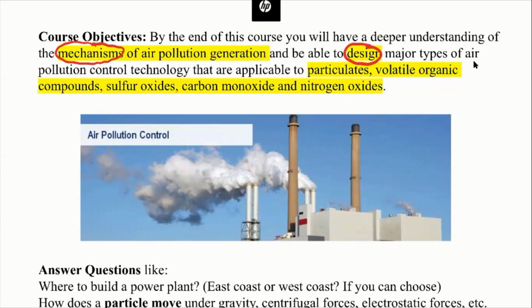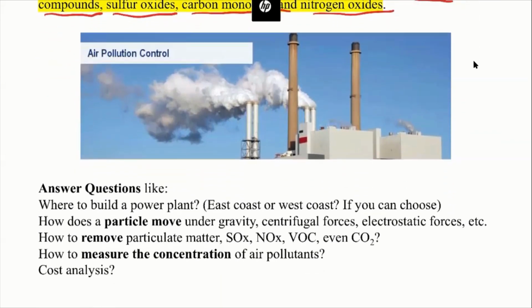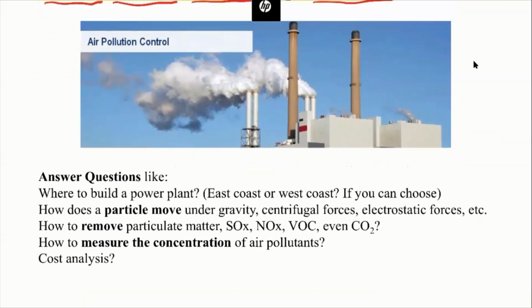In terms of air pollutants, we're going to learn different types. They may include particulates, volatile organic compounds, sulfur oxides, carbon monoxide, and nitrogen oxides. There are quite many of them, and we'll learn in this class why these are very important air pollutants. So we'll be able to answer questions like, let's say, where to build a power plant. Is it going to be East Coast or West Coast?